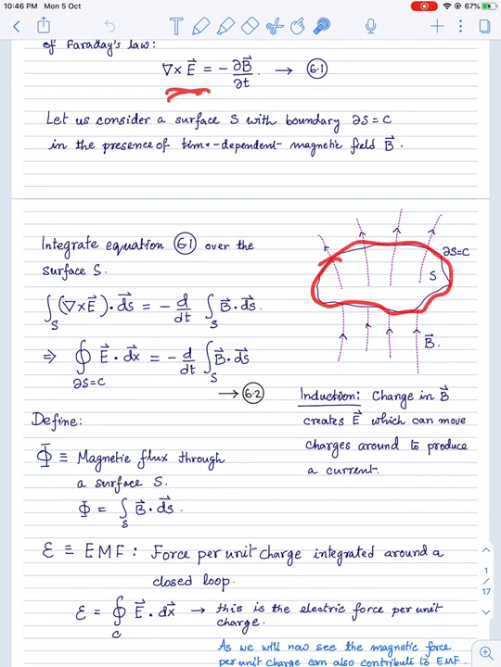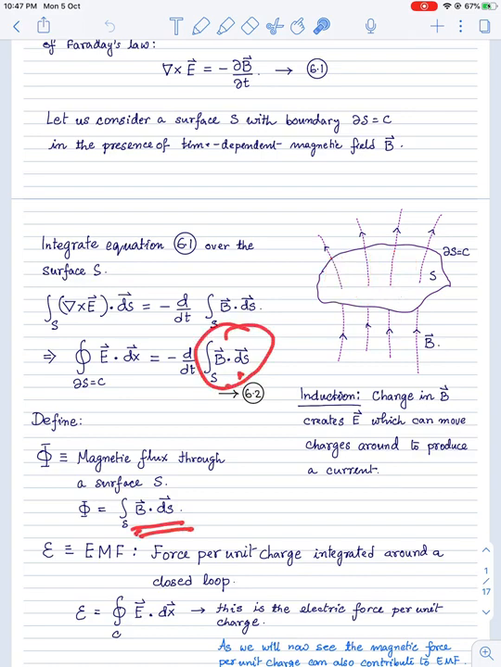And if we consider the surface integral of this curl of E, that by Stokes' theorem would give me the line integral of the electric field around this curve C, which is basically the boundary of this surface S. Okay, so that is what we will get if we integrate this equation over a surface S.